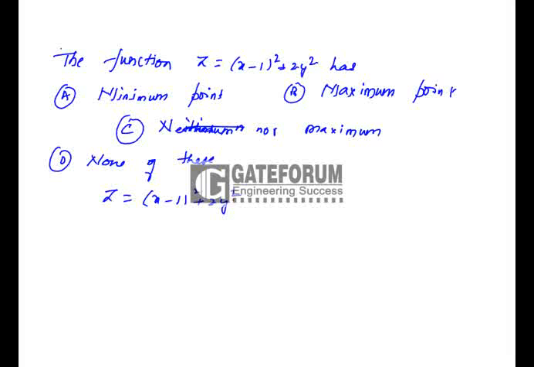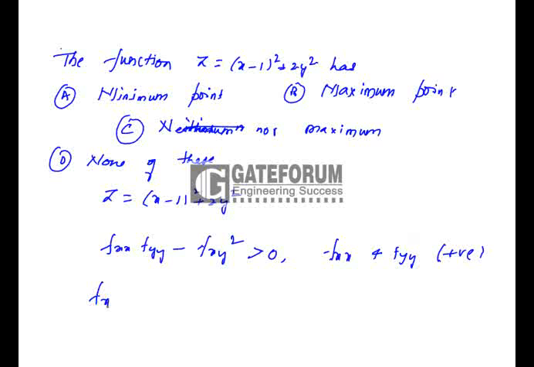Given function is z is equal to (x minus 1) whole square plus 2y square. We have to check whether the function attains a maximum point, a minimum point, or neither minimum nor maximum, which is a saddle point. In order to check this, let us see some property: fxx fyy minus fxy whole square. If this is greater than 0, and also fxx and fyy are both positive, then the function will attain a minimum.